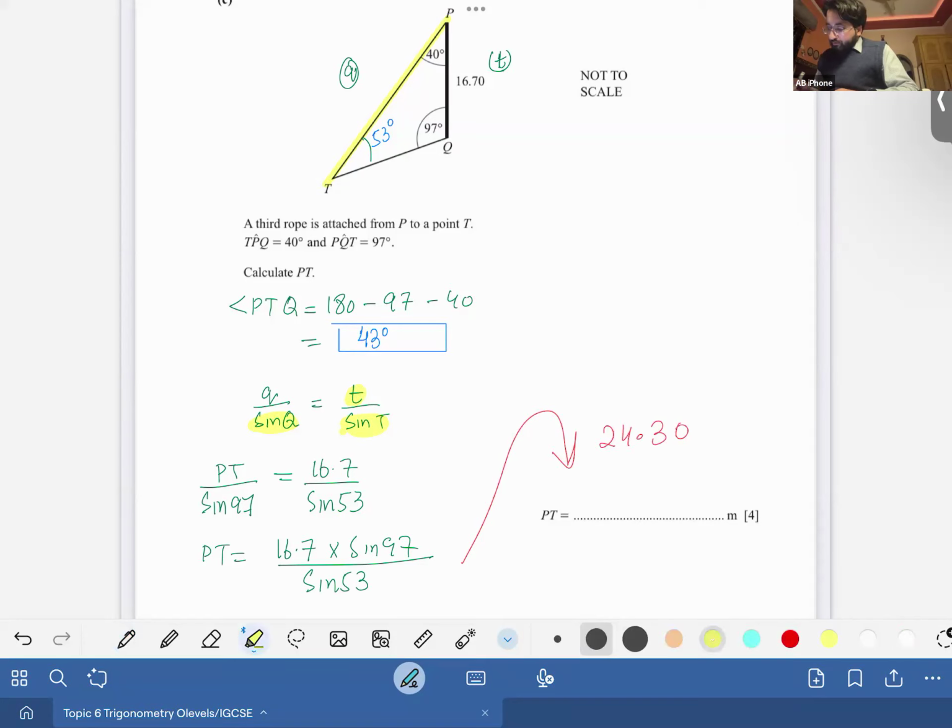Sir, this is not 53, it is sine 43. So 24.3. I wrote it wrong here, right? Yes. Okay, 24.30 is the right answer. So to 3 significant figures, it is 24.3, the final answer. Understood everybody or not? Yes, sir. Understood. All right, proceeding.